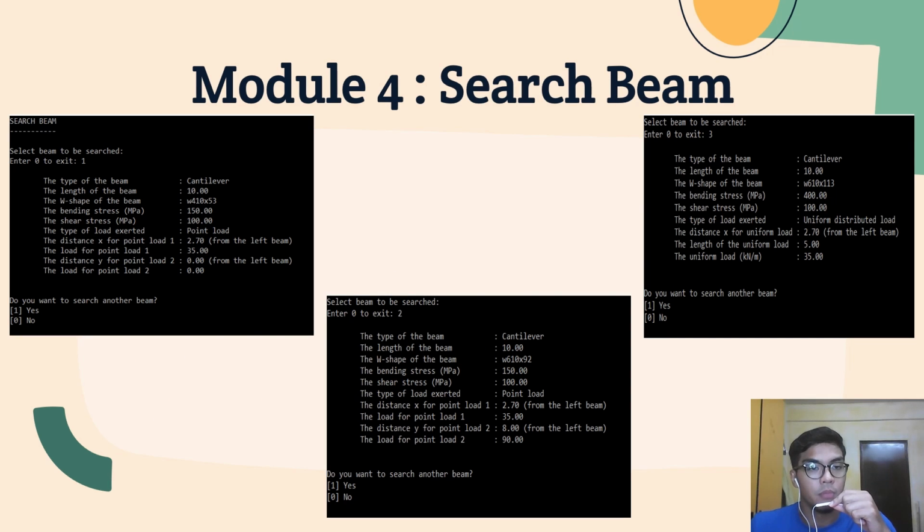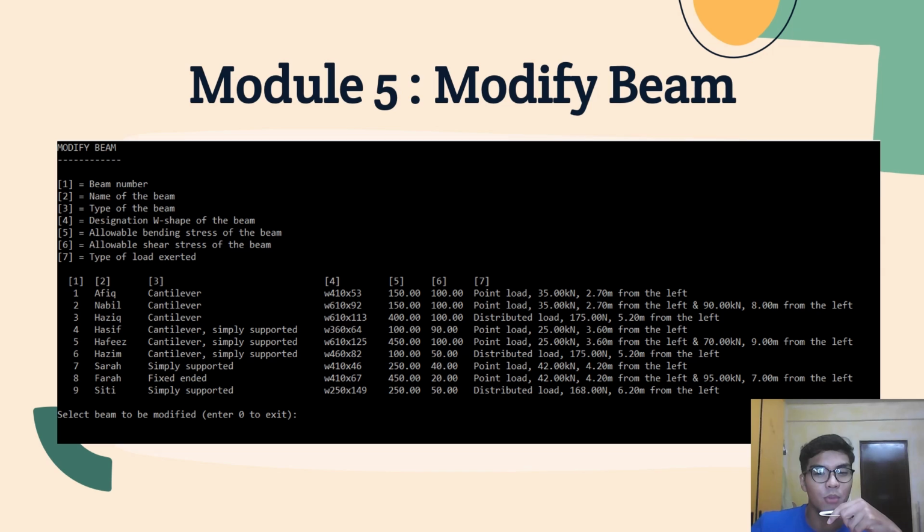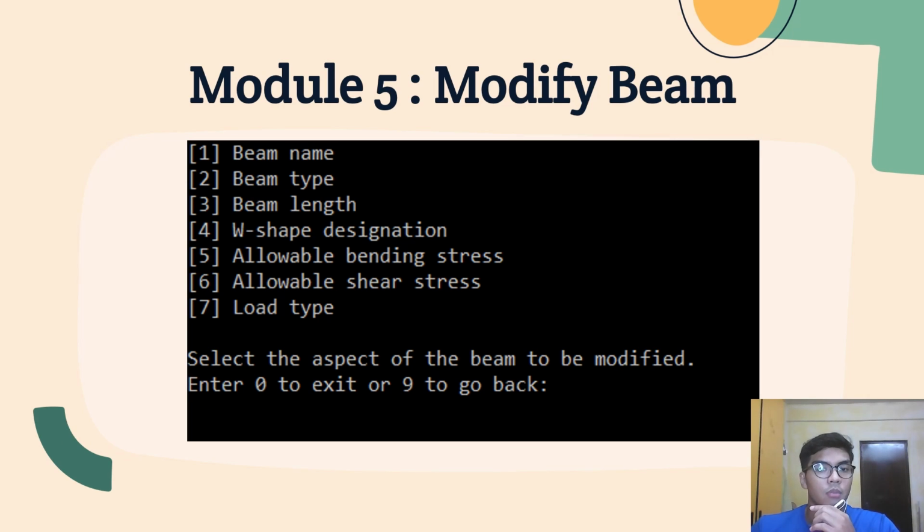In the search beam function, the user can search for the beam by entering the number of the beam. The beam will be displayed as shown below. In the modify beam function, the user will be able to modify the attributes of the beam if they worry they might have entered it wrongly. The user can modify the beam name, beam type, beam length, W-shape designation, allowable bending stress, allowable shear stress, and also the load type acting on the beam.